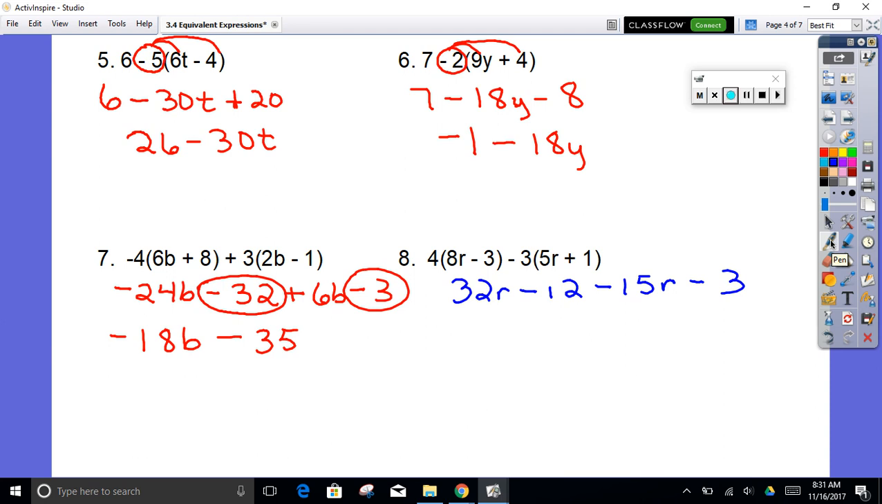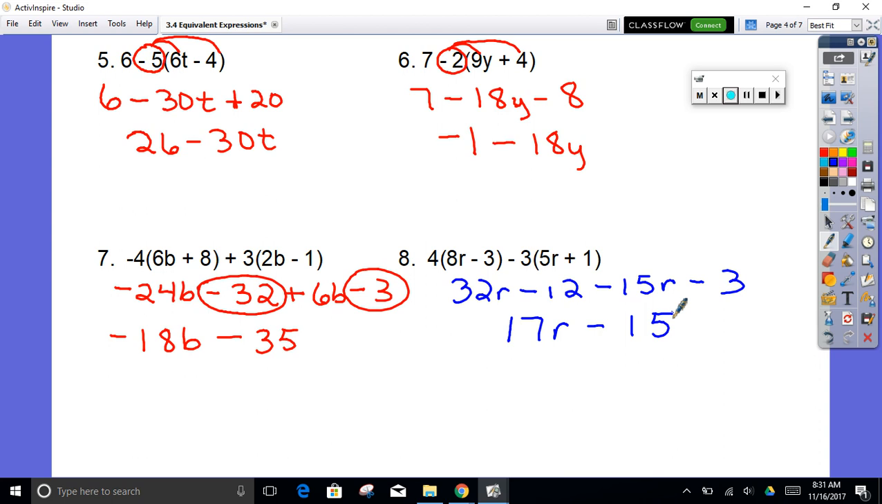I combined 32R and negative 15R. I got 17R, and I combined negative 12 and negative 3 minus, and then it would be minus 6. Good. Okay, any questions about any of this?